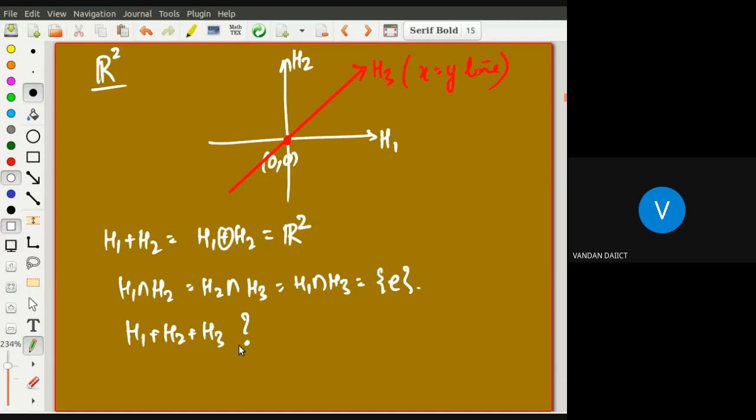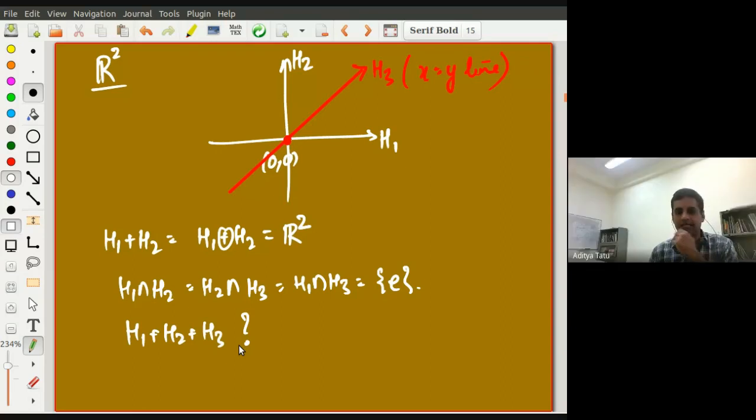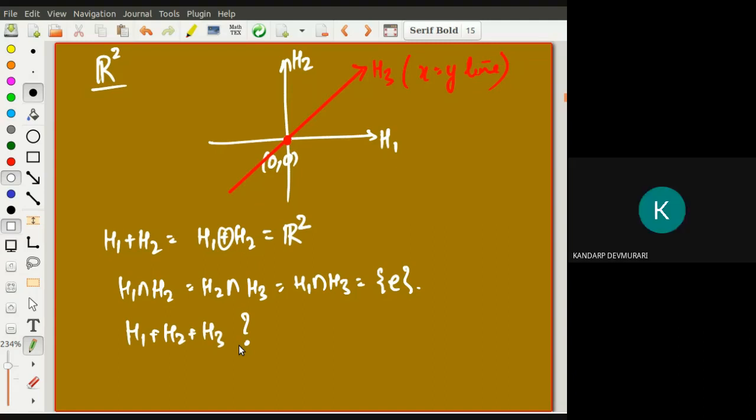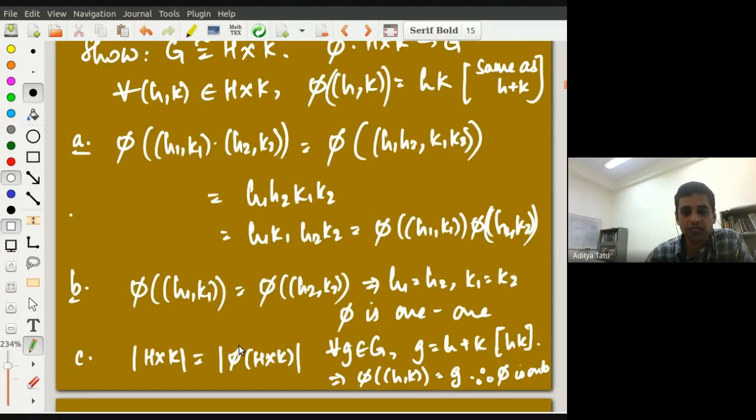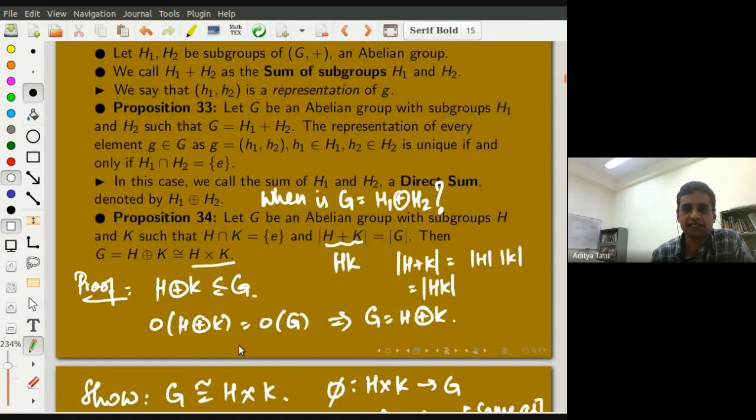So, sir, for three subgroups H1, H2, and H3, first we will take two of them, H1 and H2, and see if their intersection is identity or not. If yes, then we will check the direct sum of H1 and H2 intersection H3. Okay. So what is it that we are looking for in a direct sum? What does direct sum give us? Every element of G can be uniquely written. Uniquely written, right? That is very important.